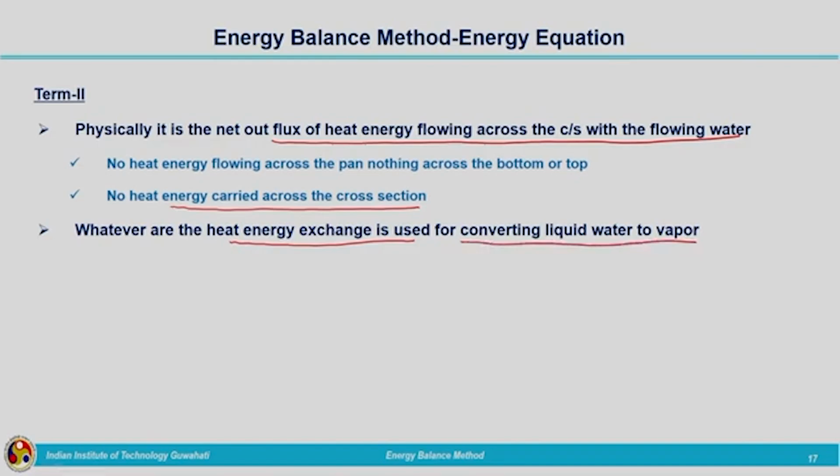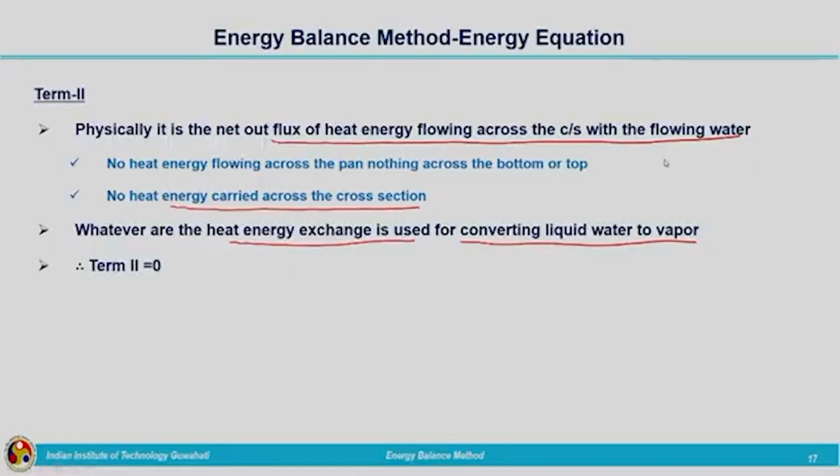Whatever heat energy exchange there is, that is used for converting liquid water to vapor. That is, we are getting some net radiation, out of which some amount is lost to the atmosphere and some amount is lost to the ground surface. The change which takes place there is utilized for conversion of water to water vapor. Other than that, there is no temperature change or heat transfer taking place across the control surface.